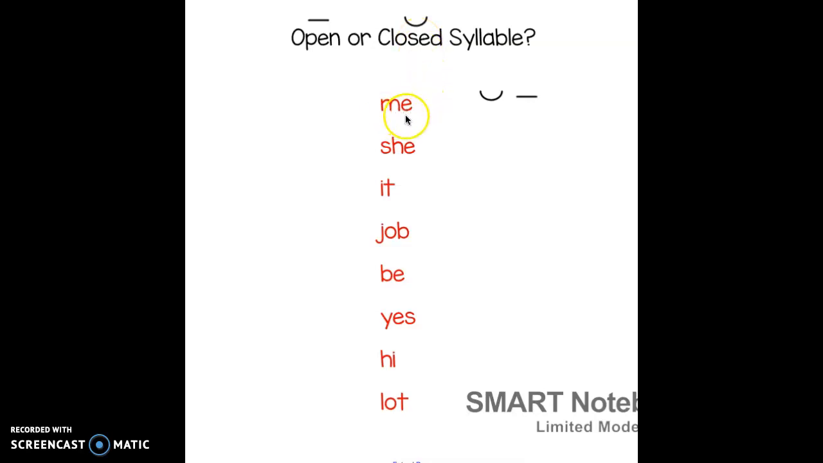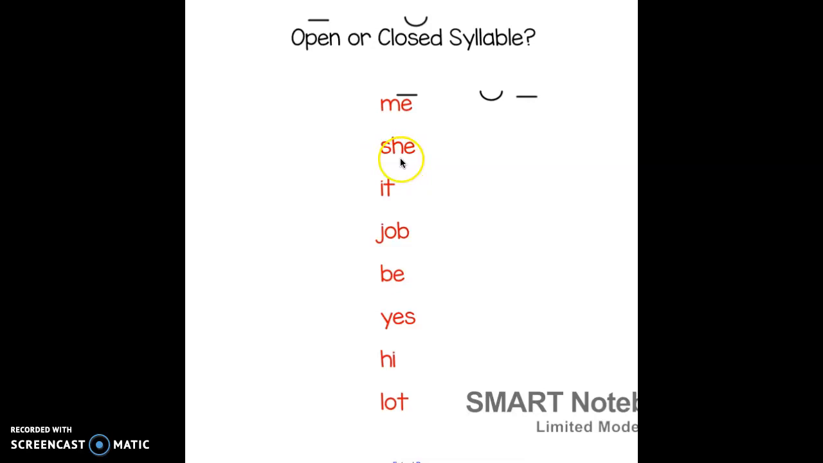So I'm looking at the end. Always find the vowel. And what do you see? I see it ends in E. So if it ends in a vowel, that means it's an open syllable. So it is long. It makes me say its name. So let's get our fingers ready to tap it out. E. Me. Very good.